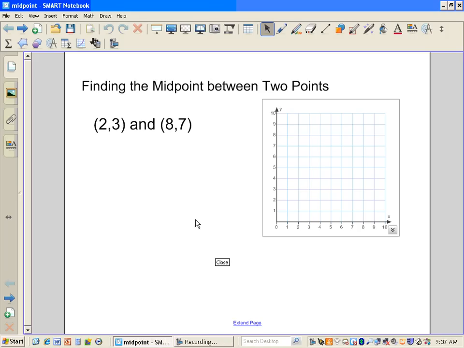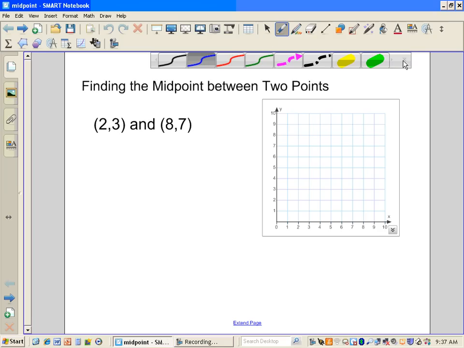Welcome to the video about the midpoint between 2 points. We want to start out by plotting these 2 points and just maybe approximating where the midpoint would be. Obviously the midpoint is going to be the middle of the distance between the 2 points.